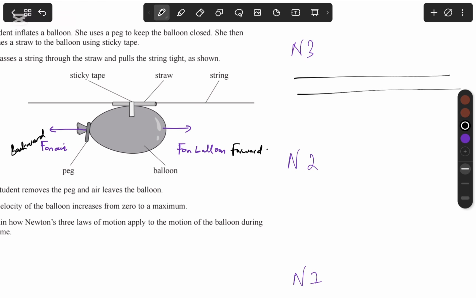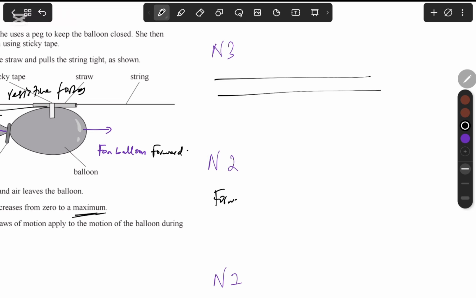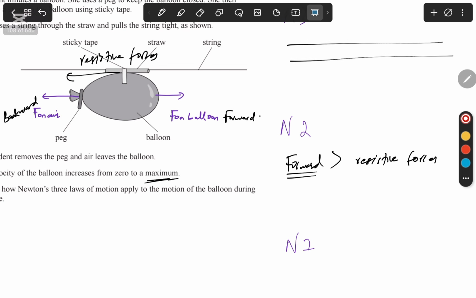So along with the forward force, there must be another force, which would be the resistive forces. I'll tell you why this is important later on, but it has to do with the maximum velocity. Okay, now the forward force is going to be greater than the resistive forces. Why, sir? Why should the forward force be greater? Because the question tells us that the velocity of the balloon increases, which means it must accelerate forward. So the forward force has to be greater than the resistive forces.